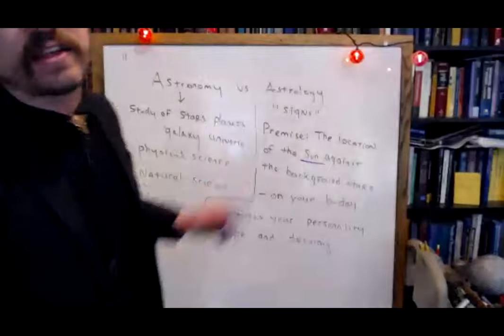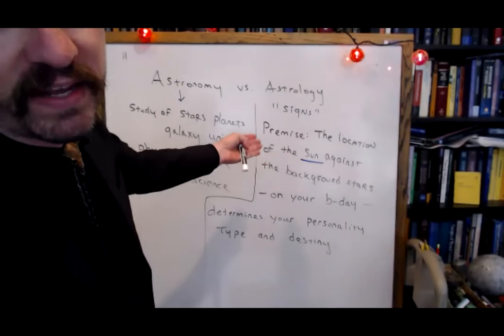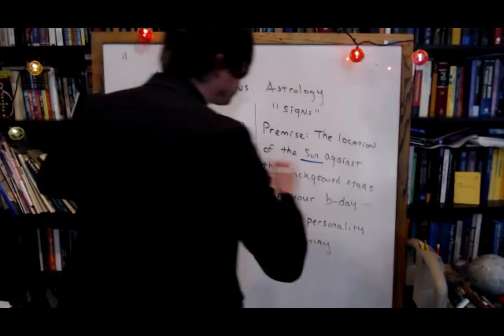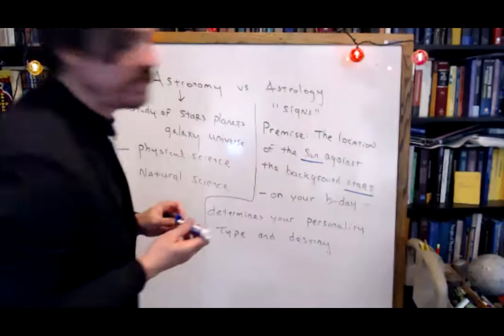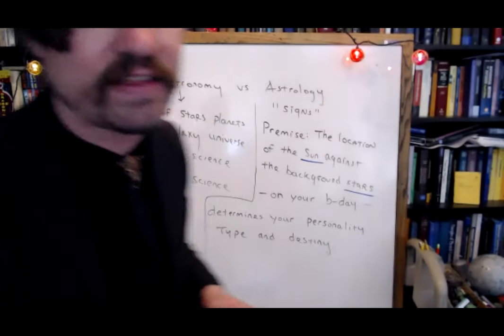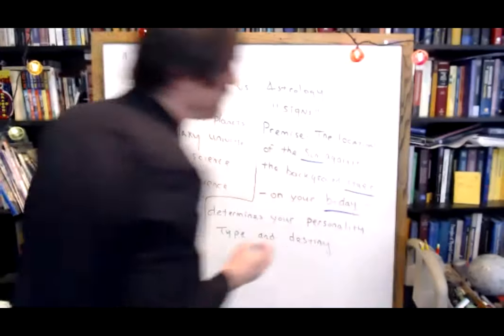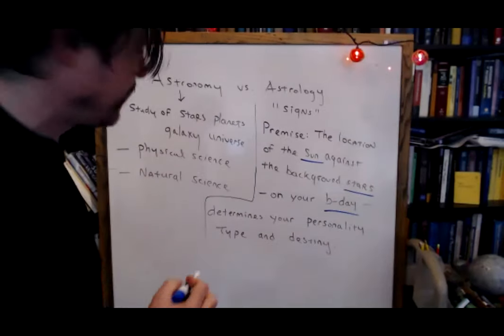So the sun is clearly a physical object capable of being investigated. And the stars, we haven't figured out how to get to them yet, but we can certainly collect photons from stars and analyze their compositions. We know what stars are made of. Your birthday is kind of like a historical fact. That's on your driver's license.